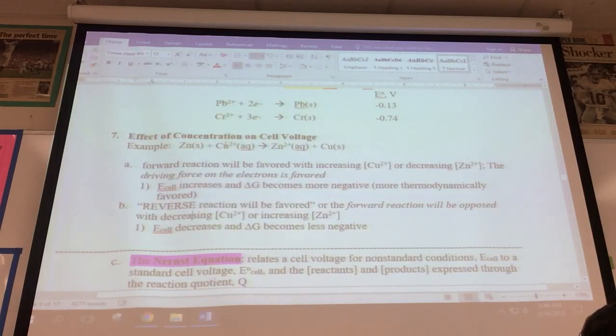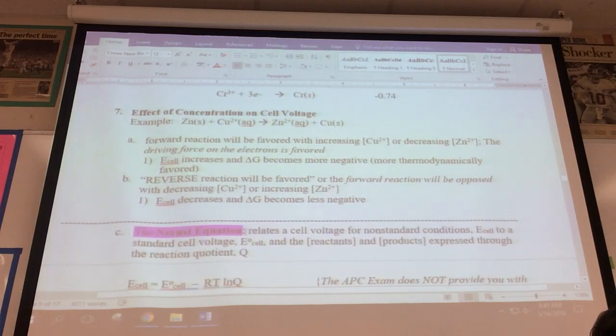If you decrease copper 2 ion or increase zinc 2 ion, a product, the reverse reaction will be favored, but the better way to state it is that the forward reaction will be opposed. When the forward reaction is opposed, Ecell decreases. You don't have this naught sign anymore because you're not under standard conditions. You don't have 1 molar of ion. Ecell decreases and delta G becomes less negative. It doesn't necessarily become positive, but less negative.